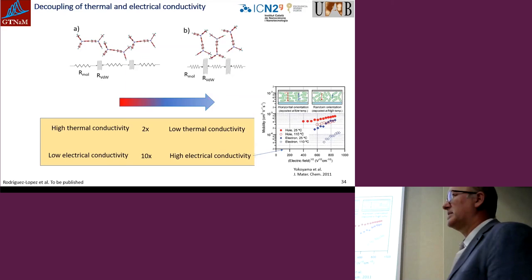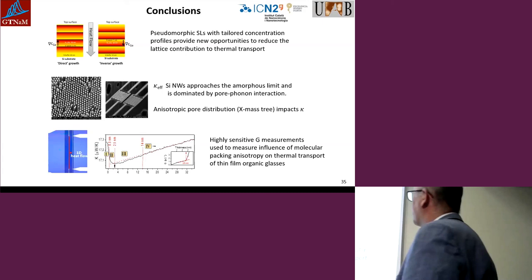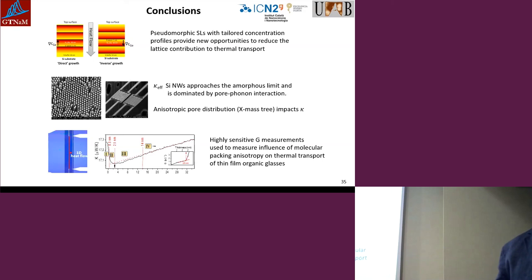In the conclusions, let me tell you that I've shown you that by 3 omega, we were able to measure these pseudomorphic superlattices with tailored concentration gradients. And here we were able to have thermal conductivities below the thin film alloy limit for some characteristics of the superlattices. We did measure the thermal conductivity of these porous silicon nanowires. They have very low thermal conductivities, on the order of the amorphous limit. And in fact, the thermal conductivity is influenced by the anisotropy in the pore distribution, with this Christmas tree porosity.